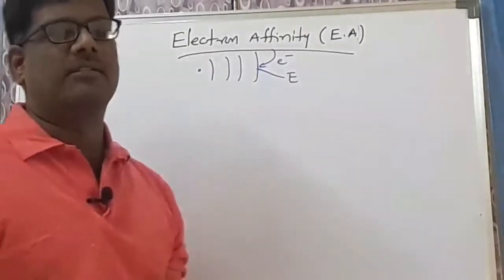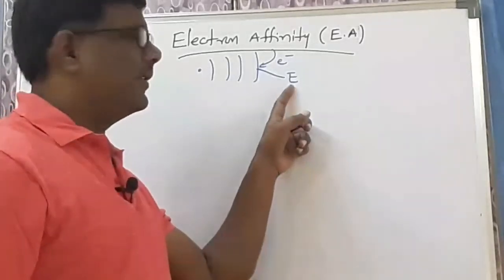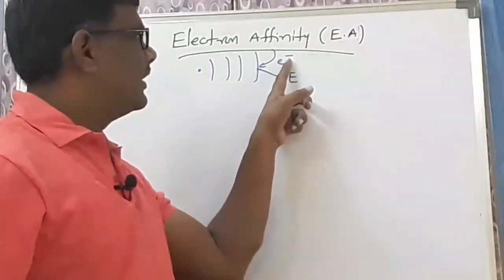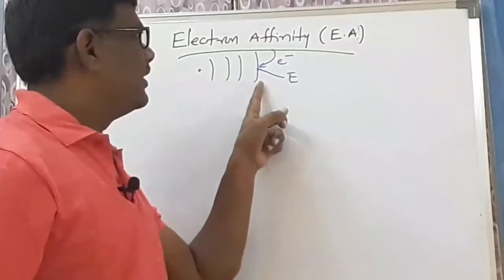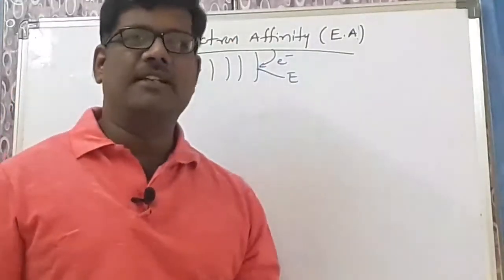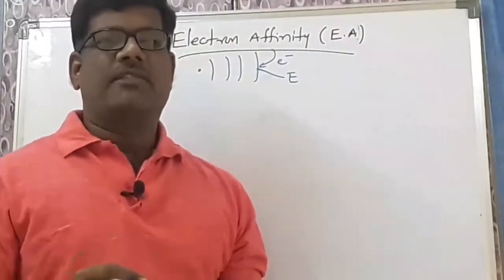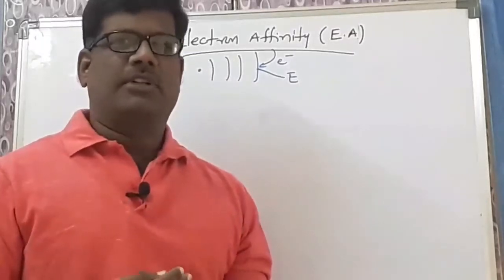Now, the definition of electron affinity. The amount of energy released by adding one electron to the valency shell of a neutral gaseous atom is called the electron affinity. So it is quite opposite to the ionization potential.